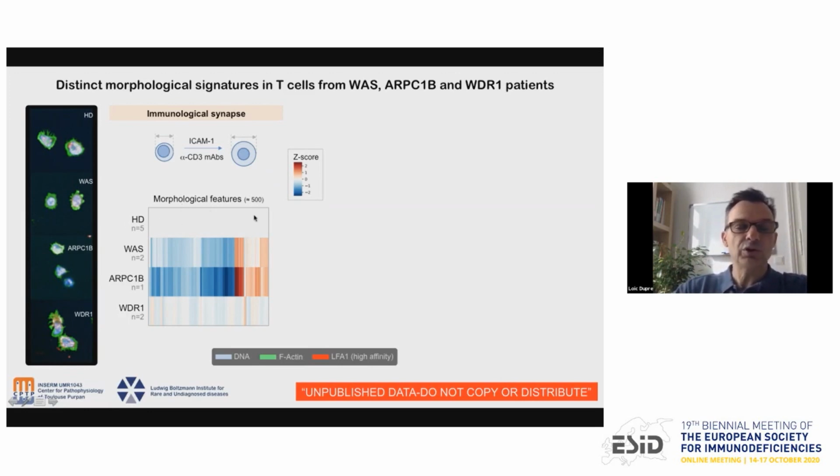We set the values to 0 for healthy donor cells that we use as a reference. What you see here in blue are features for which values are downregulated in the WAS patient T cells and in the ARPC1B deficient T cells, and in red are values that are upregulated in individual features. Very clearly, we obtain very clear morphological profiles for those different disease groups, with the most affected being the ARPC1B patient T cells, followed by the WAS patient, and a much milder deviation from a healthy donor for the WDR1 patient.